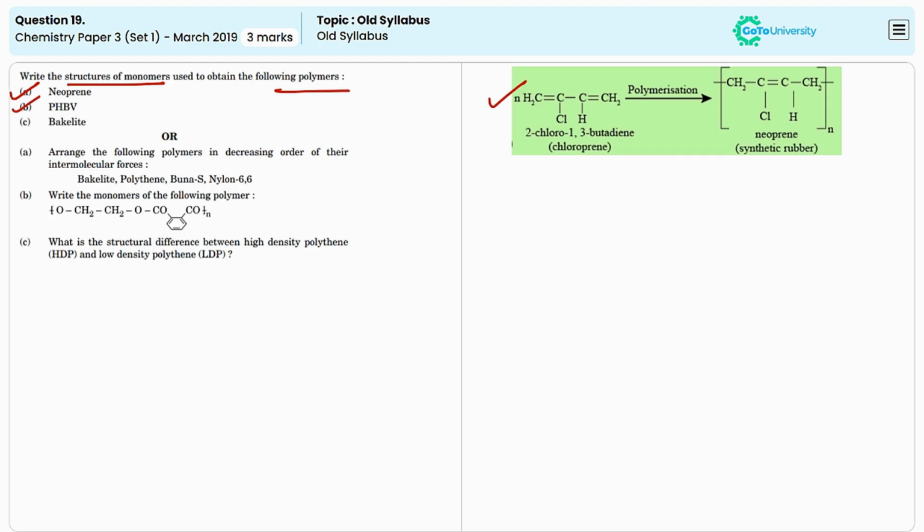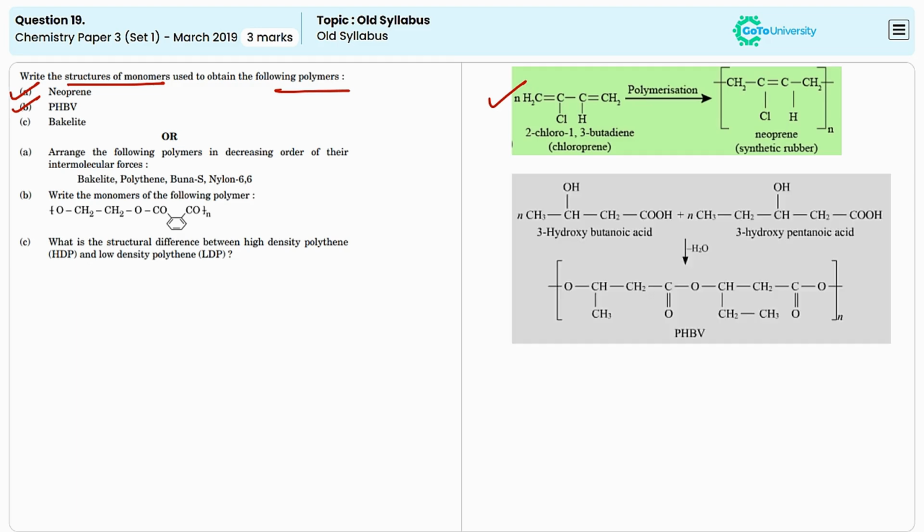The second one is PHBV. This is poly 3-hydroxybutyrate 3-hydroxyvalerate. This is a type of biodegradable polyester and it is a copolymer of two monomers, that is 3-hydroxybutyrate and 3-hydroxyvalerate. They are thermoplastics and environmentally friendly. It is less flexible than some other bioplastics and it is also used in packaging, medical applications and agricultural films due to its biodegradability.